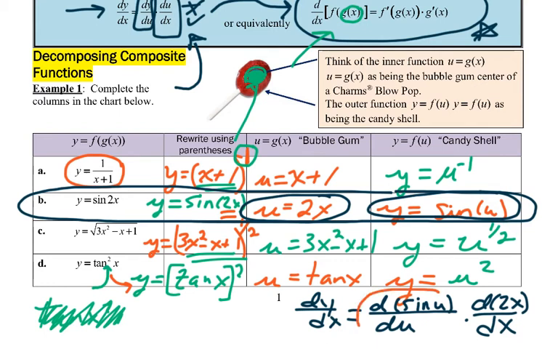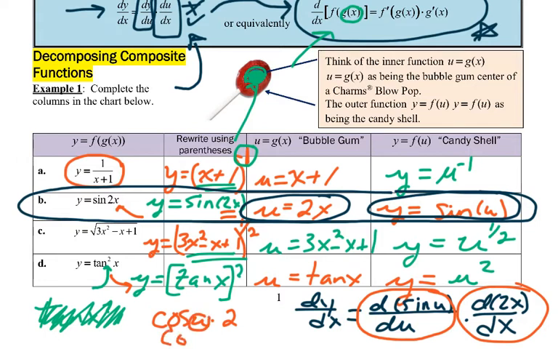The derivative of sine u is cosine u. The derivative of 2x is 2. But this problem wasn't about u, right? It was a function of x. So what we do is we back substitute our u choice and we say it's cosine 2x times 2. That's kind of a complicated way to think about it.